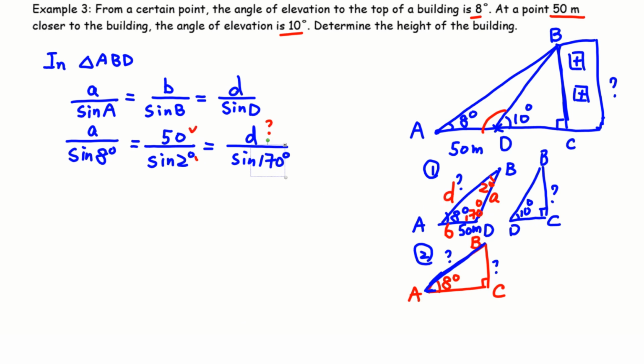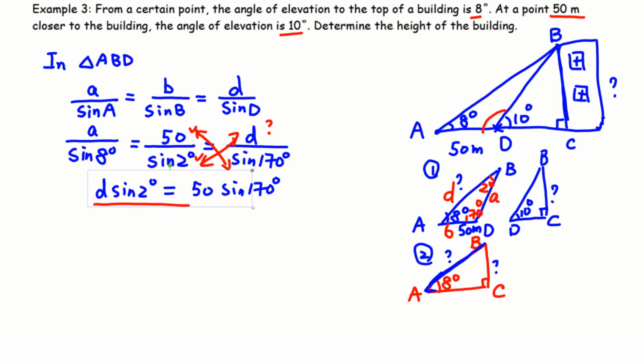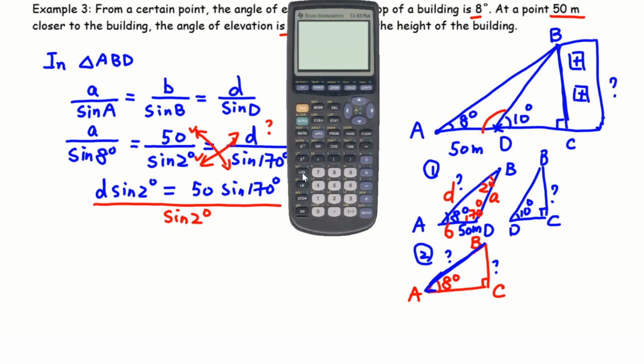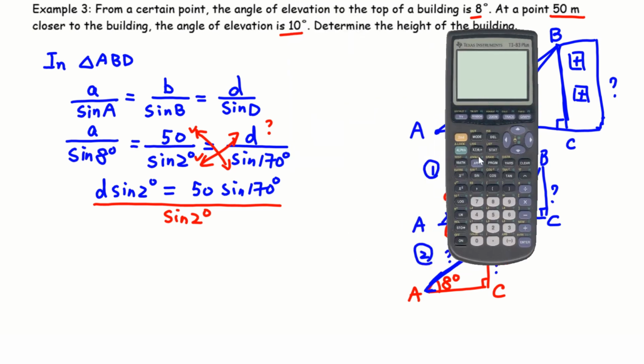We are going to use a ratio with both numerator and denominator given, and the last one with one unknown to solve for D. So cross multiply: D times sine 2 degrees equals 50 times sine 170 degrees. Then we want to solve for side D. We move the sine 2 degrees to the other side by doing the opposite operation, that is division. Then we are going to use a calculator to find out what this ratio division will be.